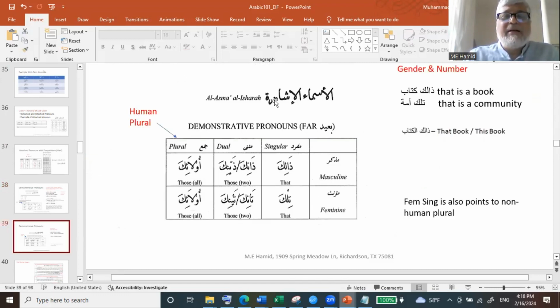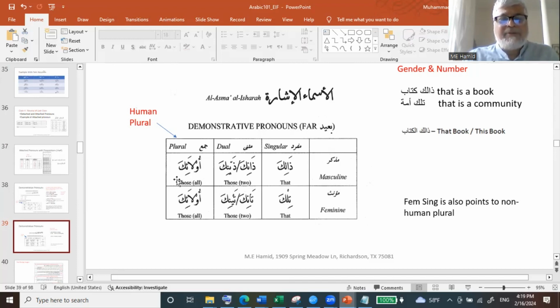Next is Al-Asma'ul Ishara Ba'id, far pointers. Far pointer means something called "that." This was the near pointer, that was the far pointer, looking at something far, that. Like the near pointer, it is also masculine and feminine in Arabic. English has the same thing for both, "that." But if you want to point to a far masculine object, we have to say "zalika." If you want to point to a feminine object, we say "tilka."